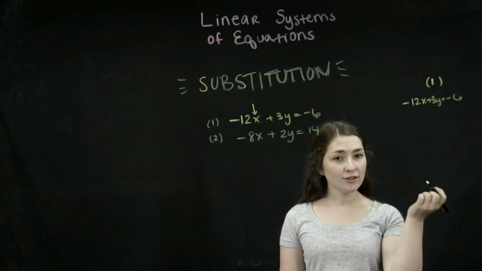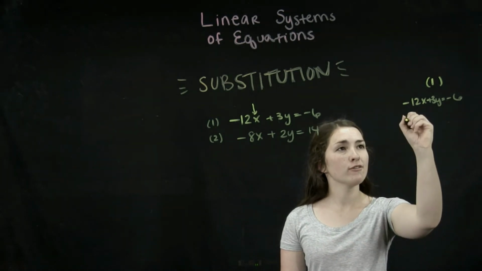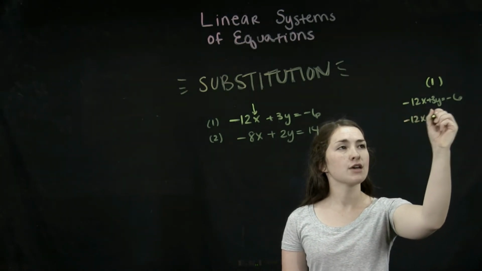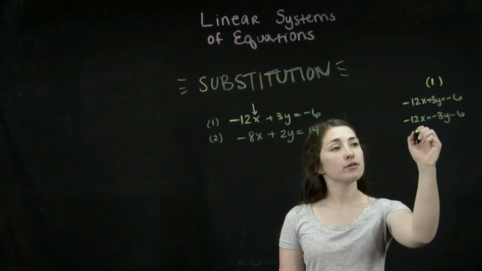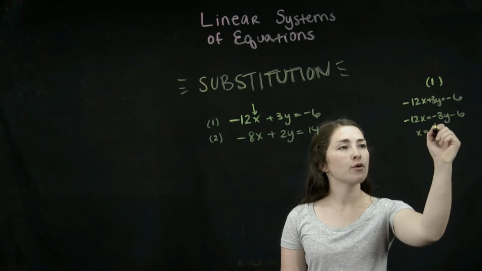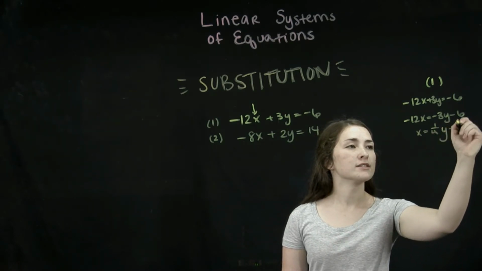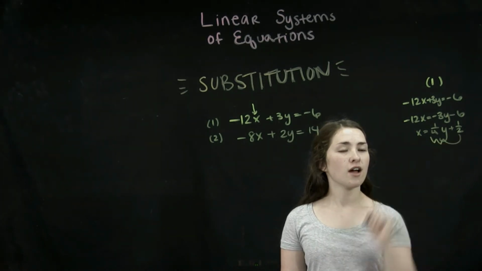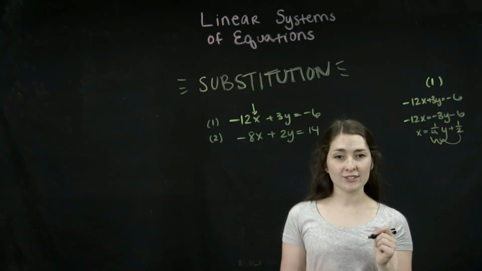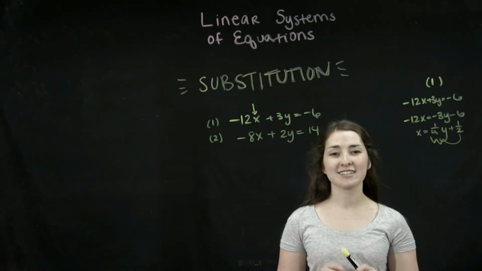All we have to do is basic algebra, get x by itself. Subtract 3y from both sides, and we have negative 12x equals negative 3y minus 6. Then we divide both sides by negative 12, and we end up with x equals 1/4 y plus 1/2. Okay, so now we have found what x is equal to, and now we can do the name of the game, substitution, and substitute this value of x in.